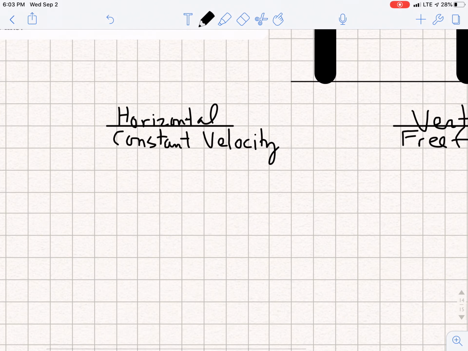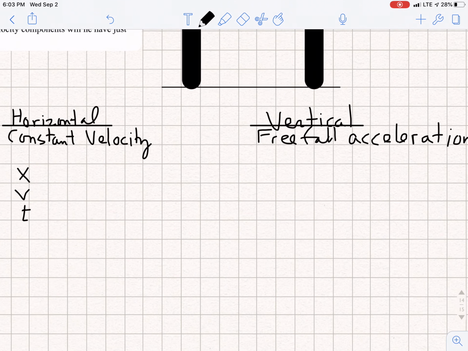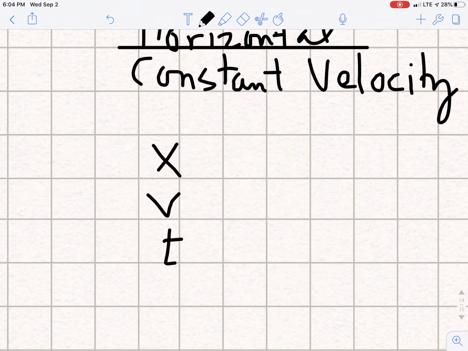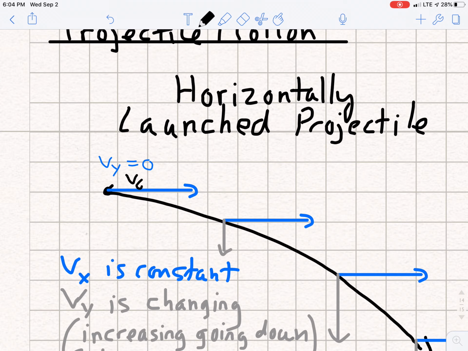In constant velocity, we only list 3 variables: x, v, and t. With vertical free fall, we list 6 variables: y, y naught, v, v naught, a, which is equal to a negative g, which we plug in the number 10 for that constant acceleration due to gravity, and then t is time. The only change we made is that v in the x direction was v naught x.